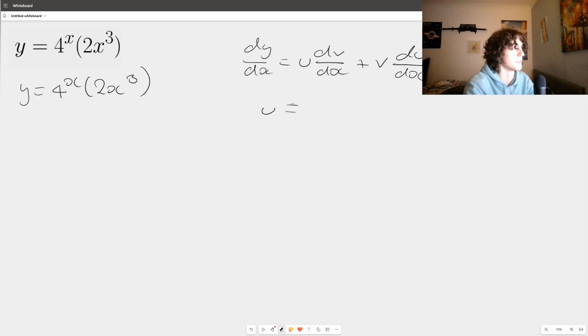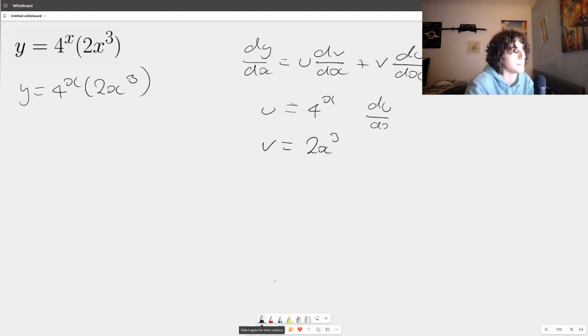It doesn't matter which, 4 to the x or 2x cubed. So we will go with 4 to the x for our u, and our v is going to be 2x cubed. Now we need to differentiate both of these terms. So I've written u dash here, which does mean the derivative, although I'm going to replace this with du dx and dv dx. But equally, you could write u dash or v dash. They both mean the same thing.